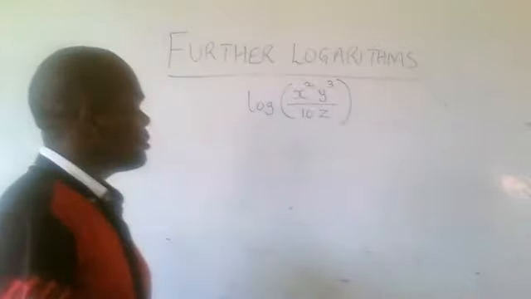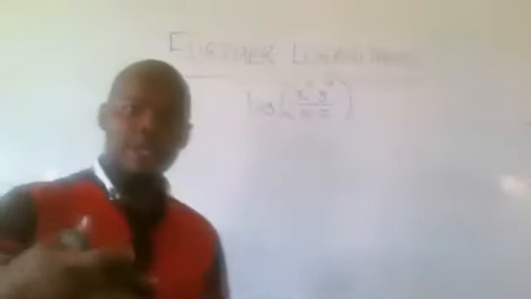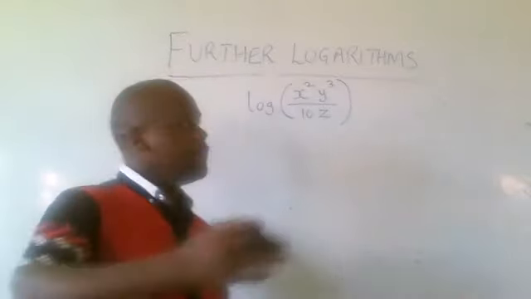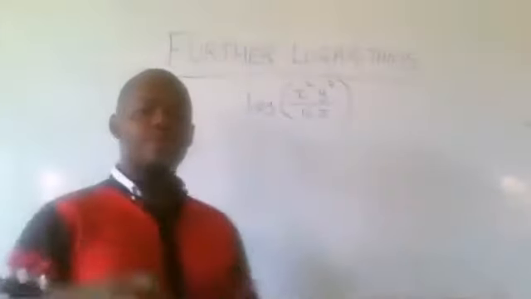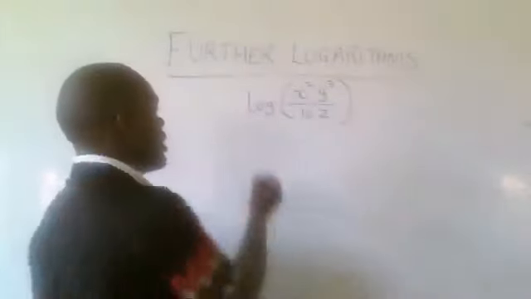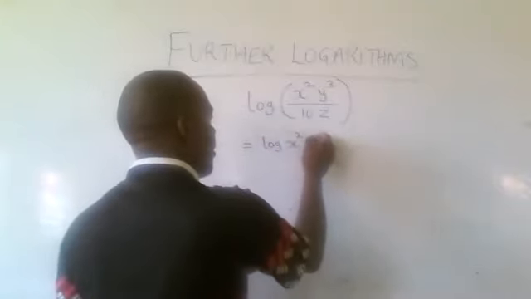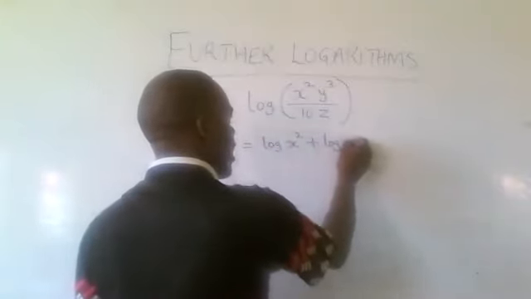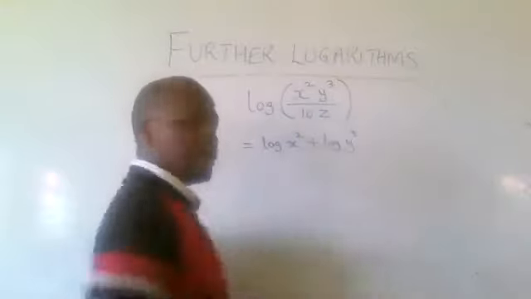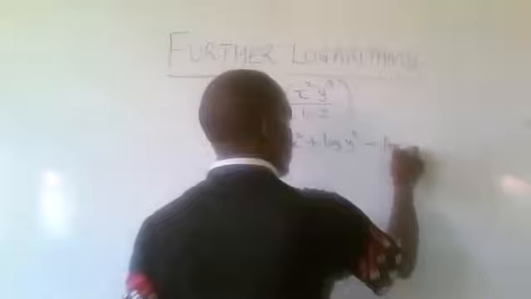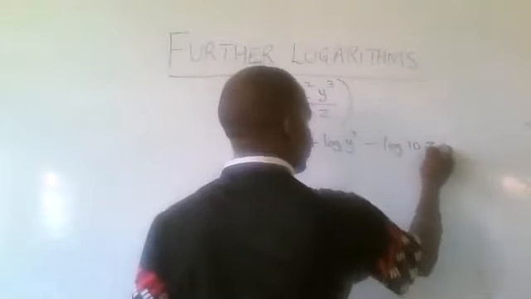So we use the laws of logarithm. And you know, if I have x squared y cubed, that multiplication can be split as log x squared plus log y cubed. Because I'm dividing, we say minus log 10z.